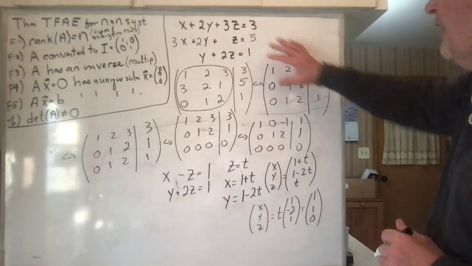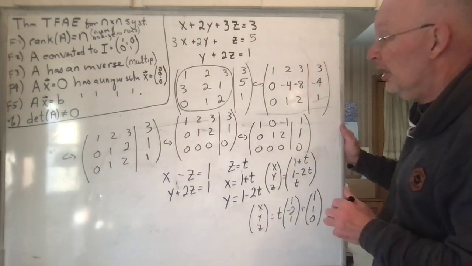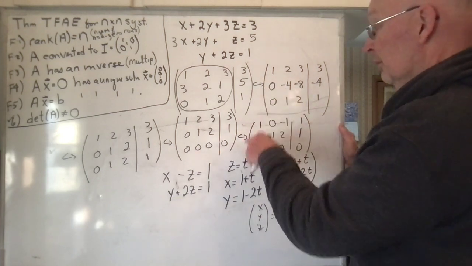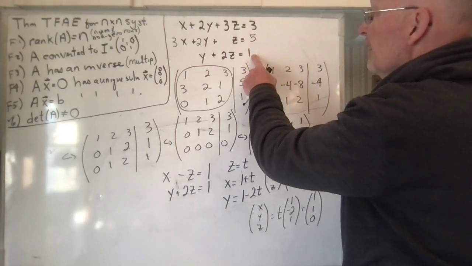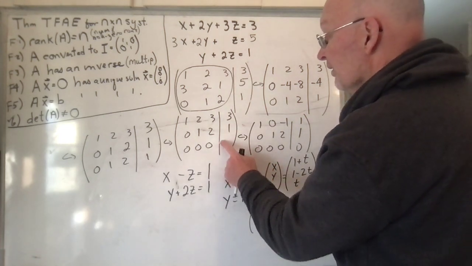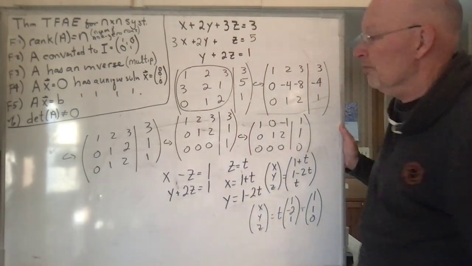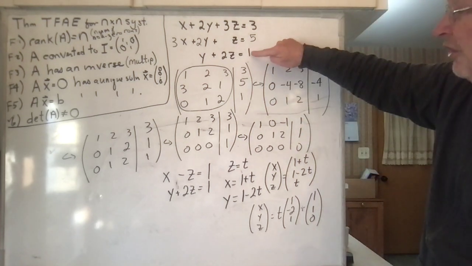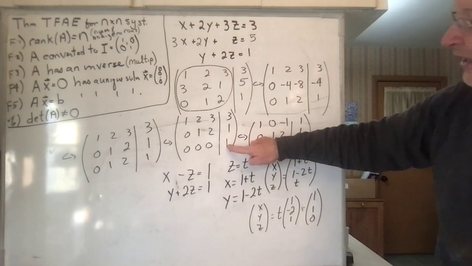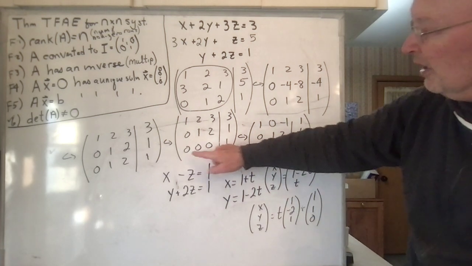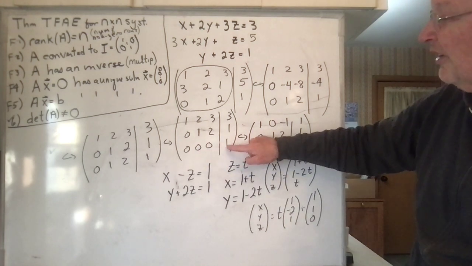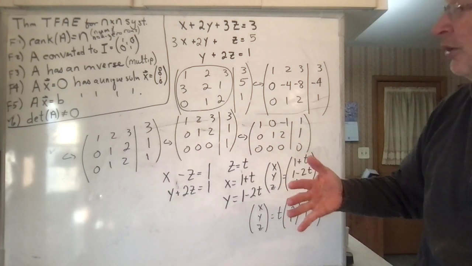Finally, if these numbers had been such so that the answer, if I had started off with maybe, I don't know, a 2 right here, I think that would have done it, then I would have ended up with something like this. So if I would have started off with a different number here, I would have ended up with a different number here. Then look at what the situation is. 0x plus 0y plus 0z is equal to 1. There is no solution to that.